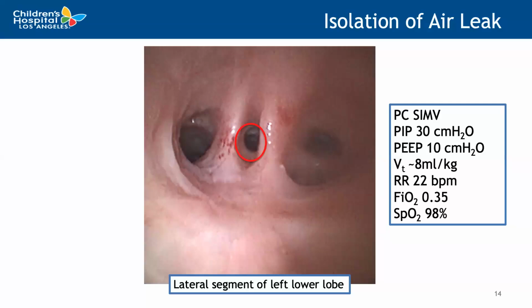His peak pressures were now 30 centimeters of water with a PEEP of 10 centimeters of water. He was getting about 8 cc's per kilo of tidal volume with these settings. At the time prior to the actual bronchoscopy, his FiO2 was about 35% and he was satting 98%. The ultimate decision to proceed with bronchoscopy was in order to introduce what's called an ARDS blocker.